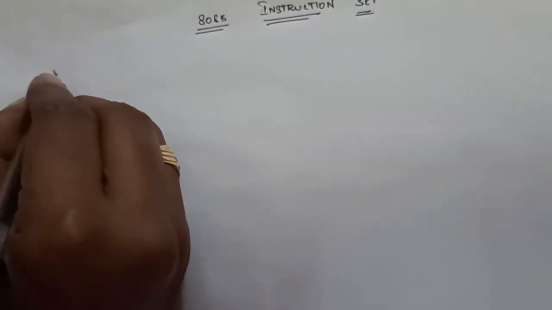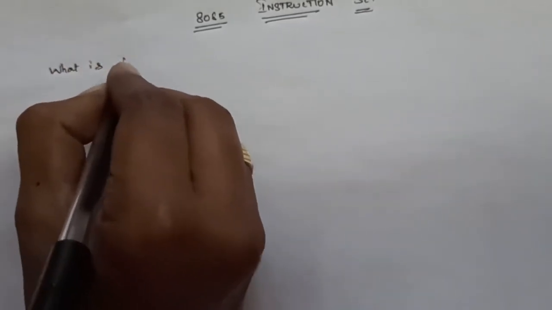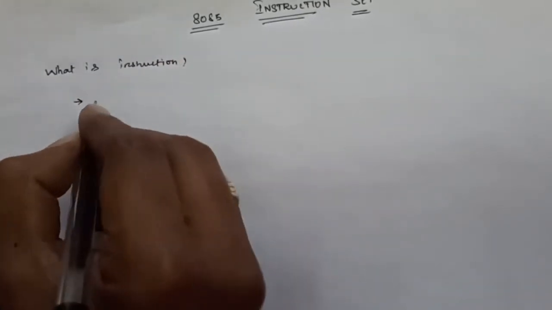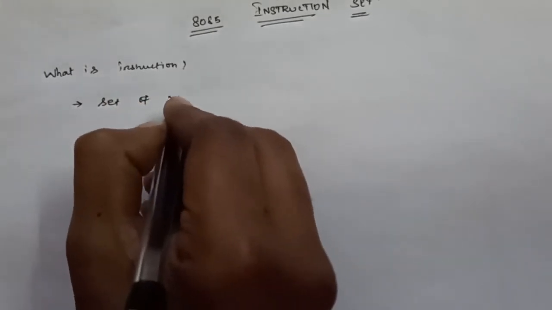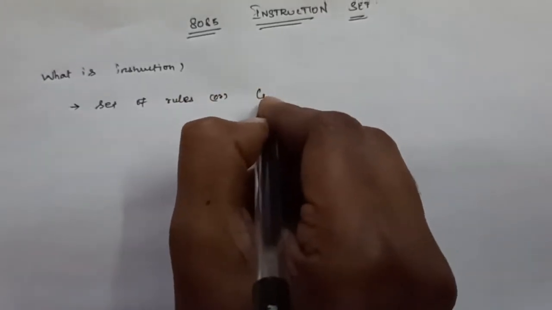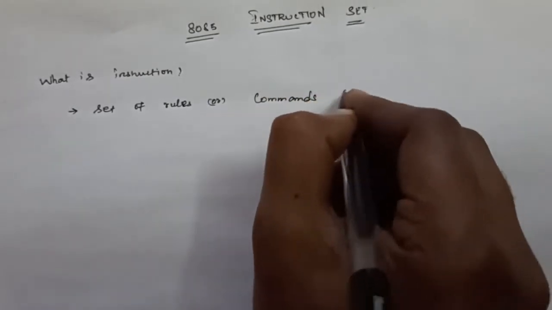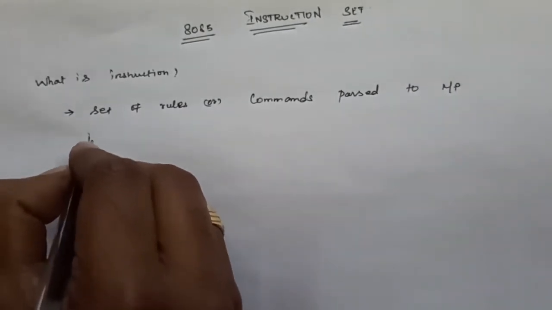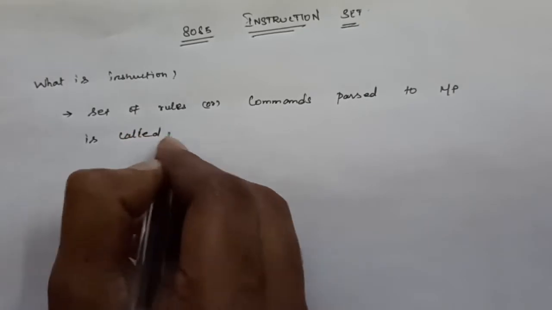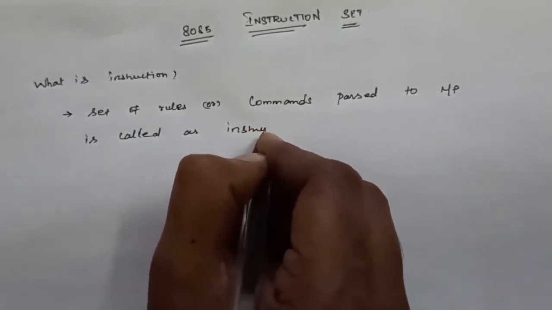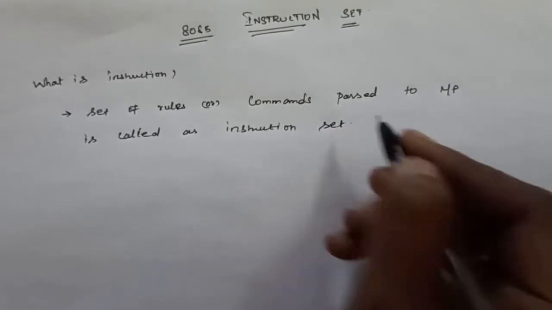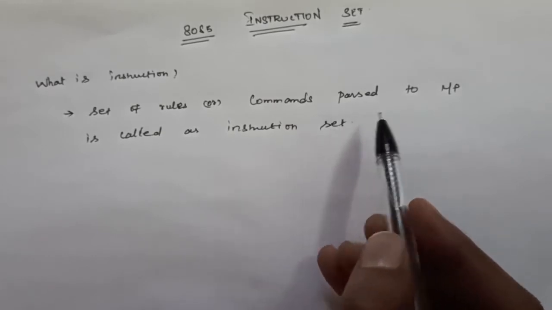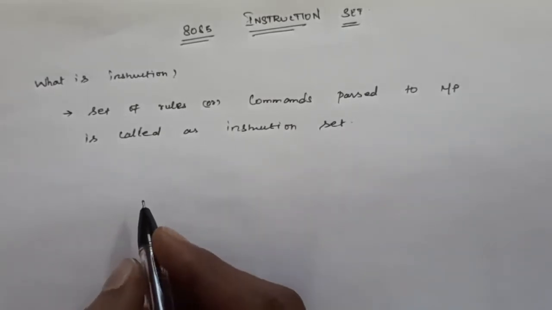So what is instruction? What is instruction? Set of rules or commands passed to the microprocessor is called as instruction set. Okay, so set of rules or commands passed to the microprocessor is called as instruction set.